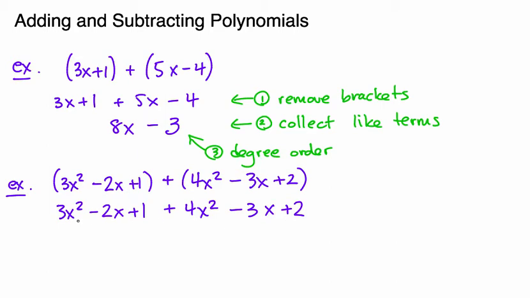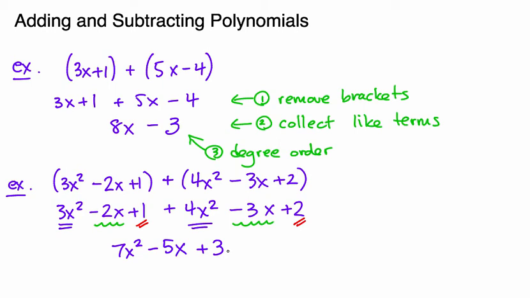Now I have to combine together the like terms. There are some x squareds, and one way you can do this is to make up little squiggles and symbols, or use different colors, to show the like terms. So 3x squared and 4x squared gives you a total of 7x squared. Minus 2x and minus 3x is minus 5x, and plus 1 and plus 2 is a grand total of plus 3. Then check that it's in degree order: degree 2, degree 1, and your constant term last.